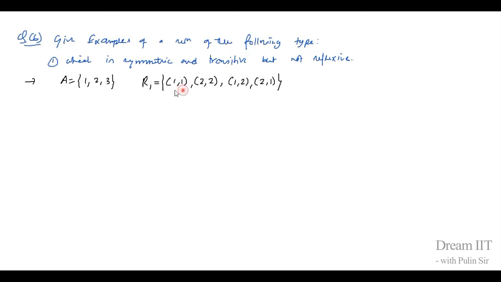Why? Because (1, 1), (2, 2), (3, 3) is not there. But if you consider the symmetry, it is here. When (a, b) belongs to R, it should give you (b, a) belongs to R. It is true. When (a, b), (b, c) belong to R, (a, c) should belong to that set. Then it will give you transitivity. It is transitive, right? So this is a good example.